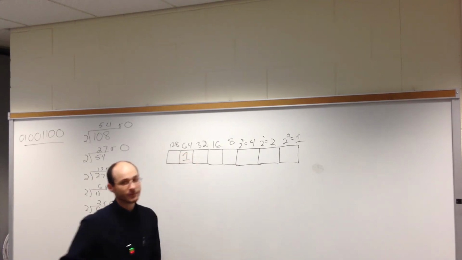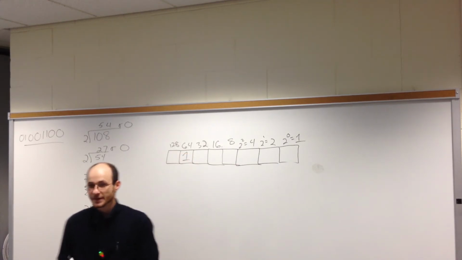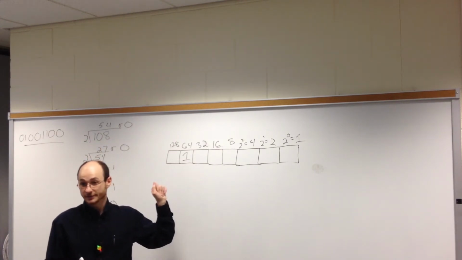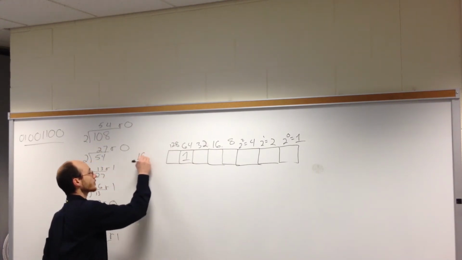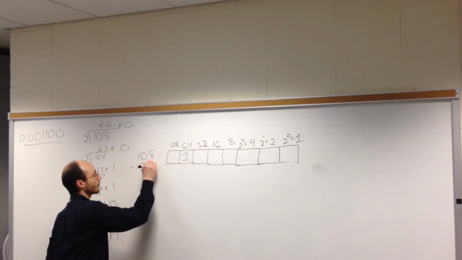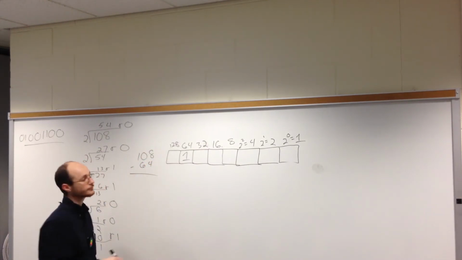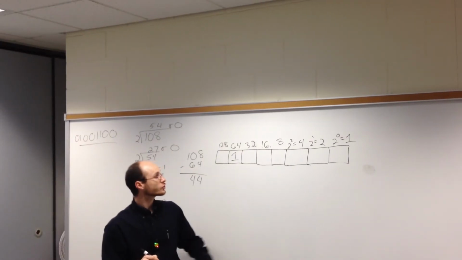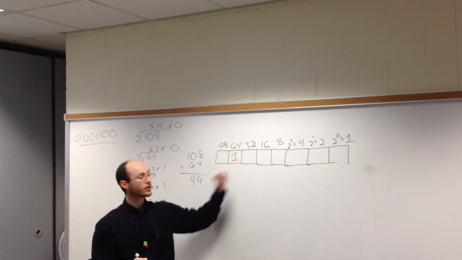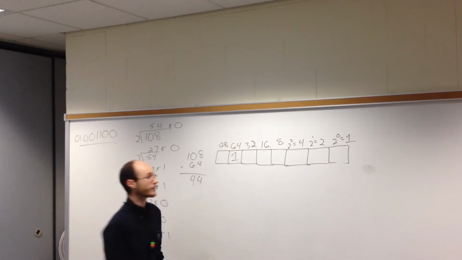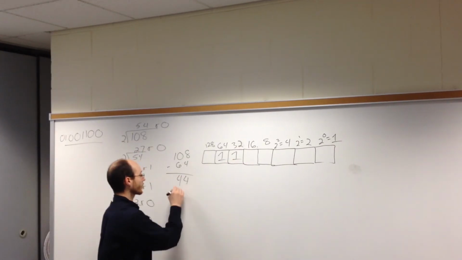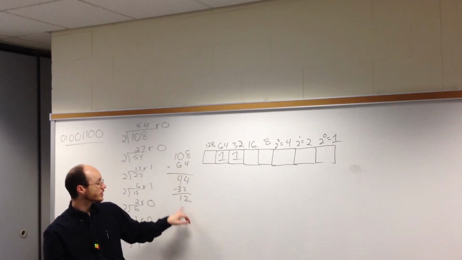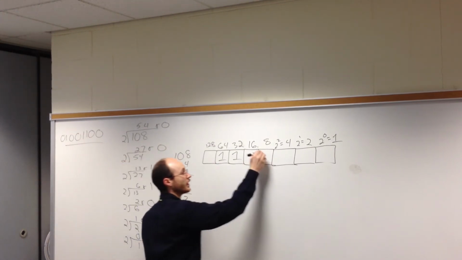Put a 1 in the 64. That's telling me that a 108 has a 64 in it, correct? How much is left over? 44? Which one of these numbers comes up to 44 without going over it? Closest to 44. Put a 1 in it. Which one of these numbers comes up to 12? Well, isn't a 12 an 8 and a 4?